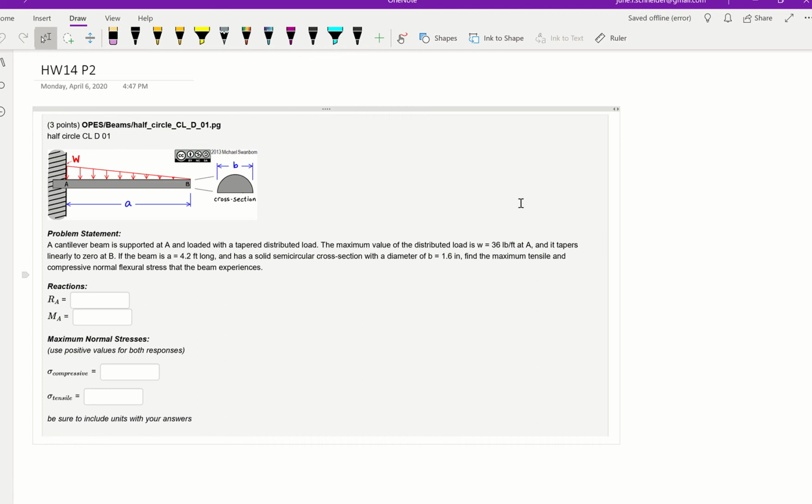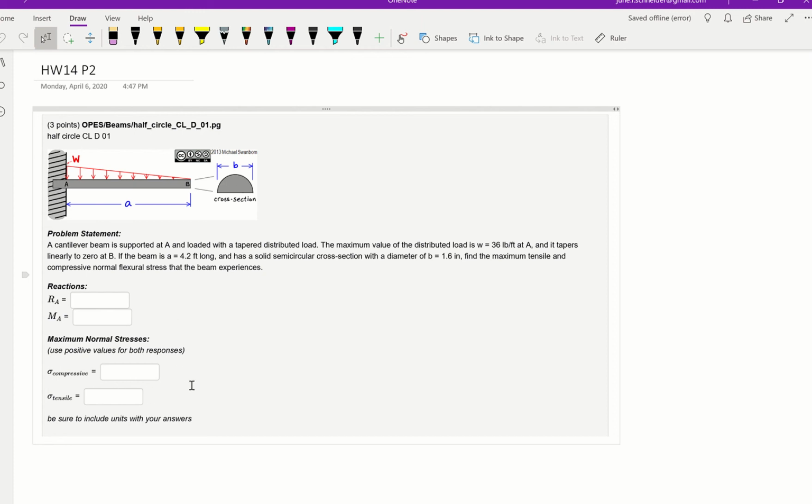Hi, this video will continue to look at load shear bending diagrams coupled with bending flexural stress. So this is a WebWork problem, homework 14 problem 2. Here they give us a beam with a triangular distribution of the loads on it, and first you need to find the reaction at A and also the moment at A since it's a fixed support. And once you find that, we want to know the maximum normal stress.